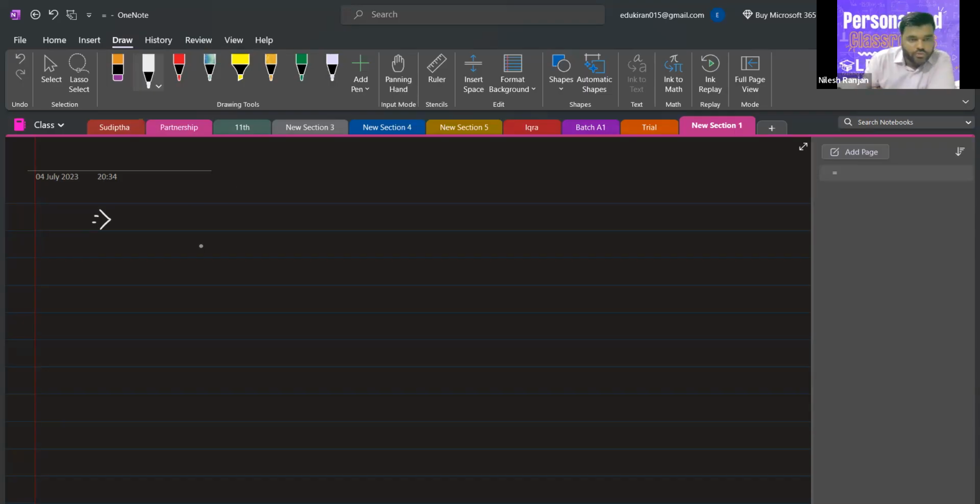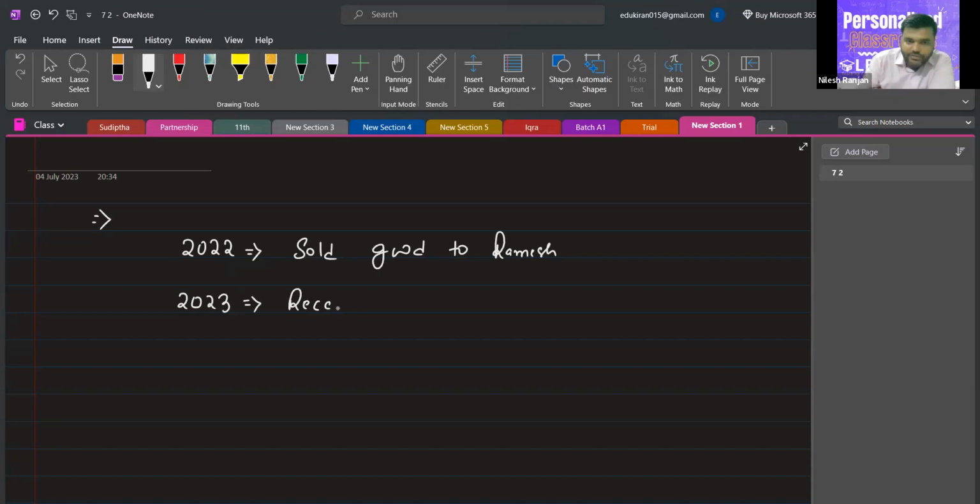So it's like you sold goods in 2022 to Ramesh. We have passed this journal entry in 2022, but it is now 2023. So you received cash from Ramesh, and allowed him 1% discount. He is giving you 12,000 and you allowed 1% cash discount.